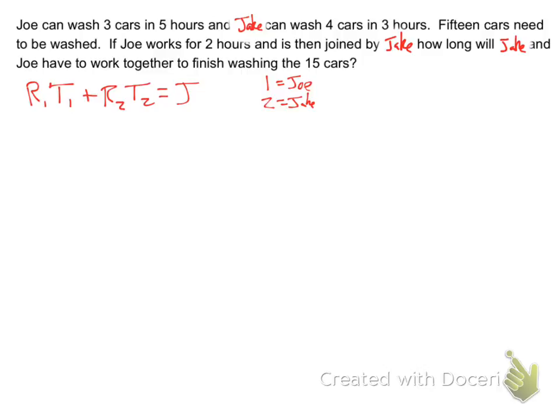What am I multiplying that rate by? By the time. And I want time to cancel because I want cars left, right? So I'm going to put 3 cars on top. 3 cars for 5 hours times T1 plus Jake's rate, R2, is what? 4 cars in 3 hours, times his time, T2, will equal 15.